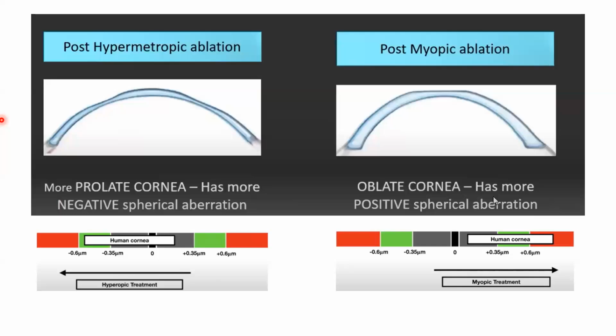So a post-hyperopic ablation patient has a more prolate cornea, which is steeper in the center and flatter in the periphery. Hence, it has a more negative spherical aberration. So post-hyperopic LASIK patients have a more negative spherical aberration. Post myopic ablation, we have an oblate cornea, which is flatter in the center and steeper in the periphery. Hence, they have a positive spherical aberration.